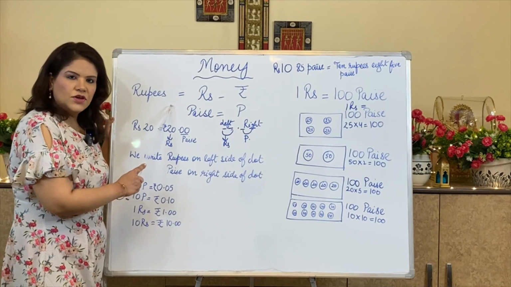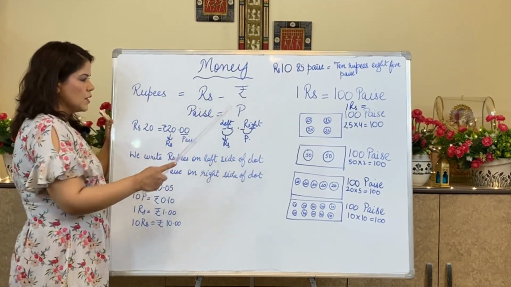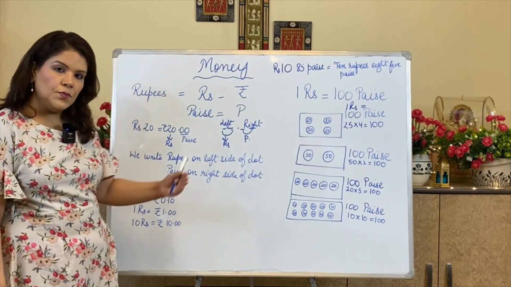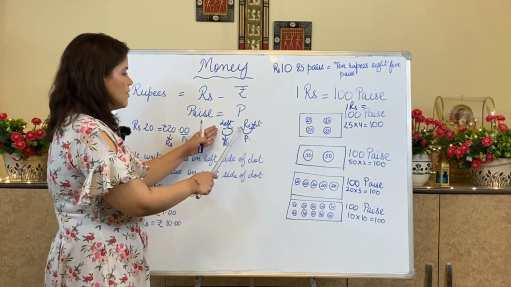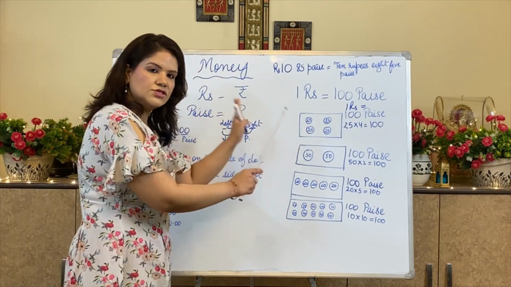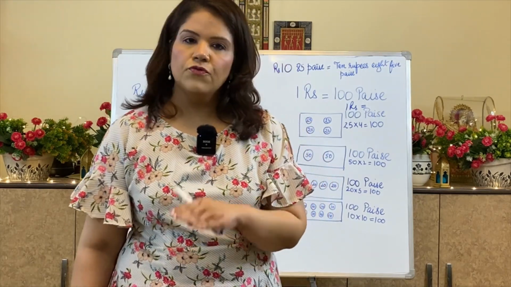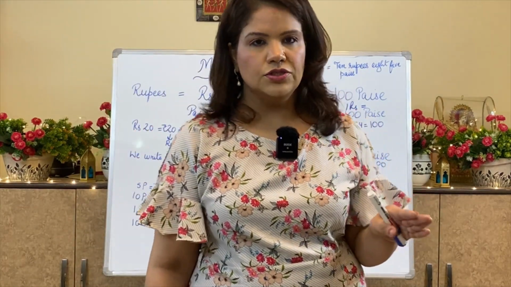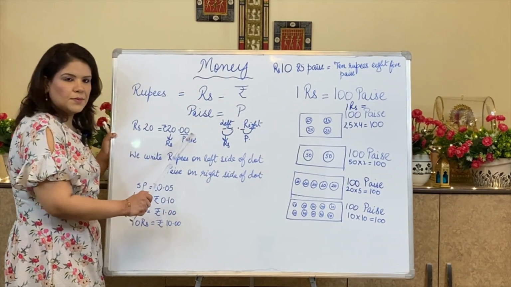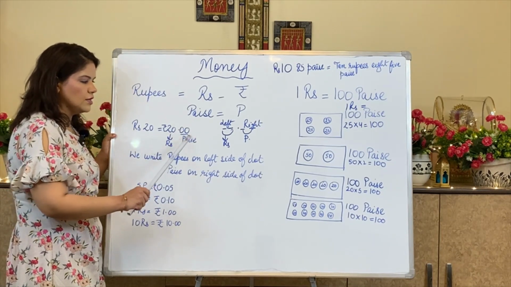For rupees we are using the symbol either Rs or this symbol. For paise we will be using the symbol P. Rupees will be written on the left side of the dot and paise will be written on the right side of the dot. For paise again we have a 2-digit number. For rupees again we have a 2-digit number. If I have to write only rupees, then paisas will remain zeros. There will be no digit coming to fill this place.